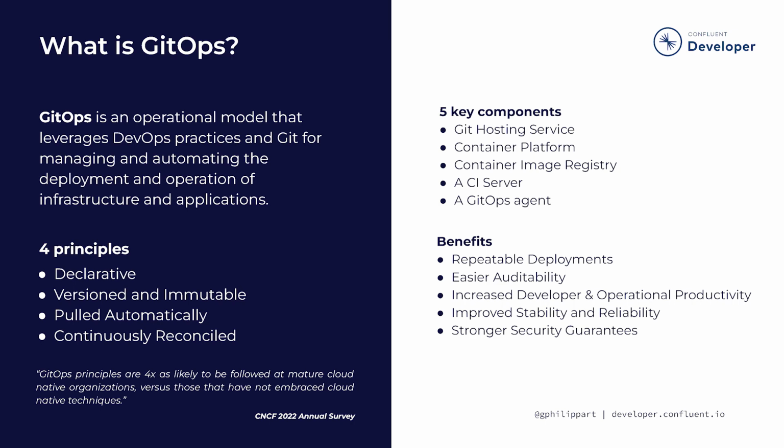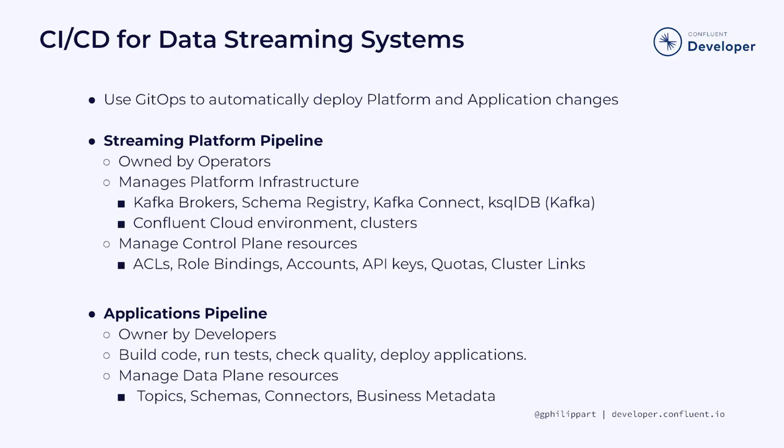And finally, the GitOps agent, which is a piece of software that continuously monitors a Git repository and applies changes to the target environment. CI/CD pipelines are automated sequences to build, test, and deploy software with customizable stages to perform security checks or performance tests, for example.